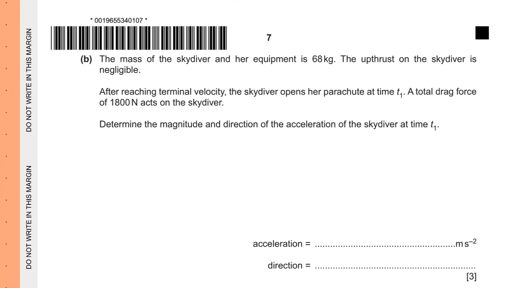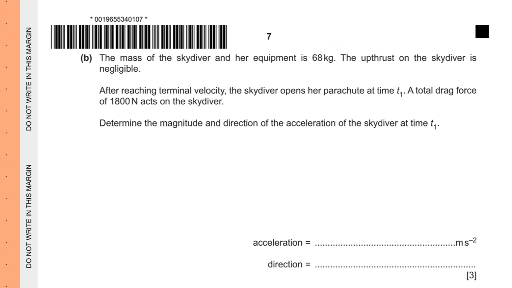Next, the mass of the skydiver and her equipment is 68 kg. Upthrust on the skydiver is negligible. After reaching terminal velocity, the skydiver opens a parachute at time t1. A total drag force of 1800 newtons acts on the skydiver.